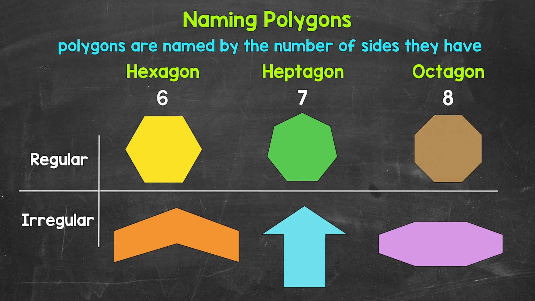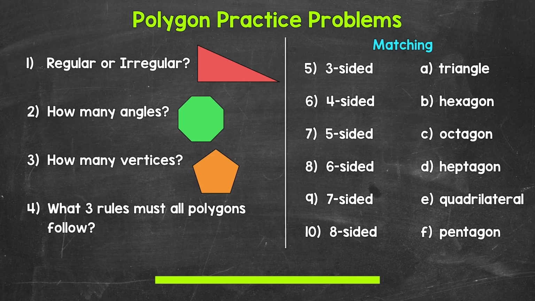So now that we've learned about polygons together, let's move on to some practice problems that you can try on your own. So have paper and a pencil ready. So here are your practice problems, your practice questions. For numbers 1 through 4, answer those questions. For numbers 5 through 10, those are matching. So for example, number 5, a 3-sided polygon is called a what? I'll give you 3 minutes and then we will go over the answers. Feel free to press pause if you need more time, or jump ahead to the answers whenever you are ready. Go ahead and start.